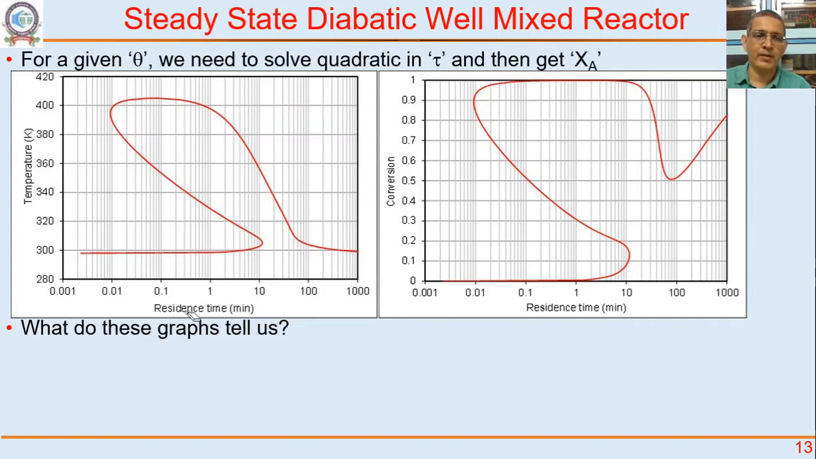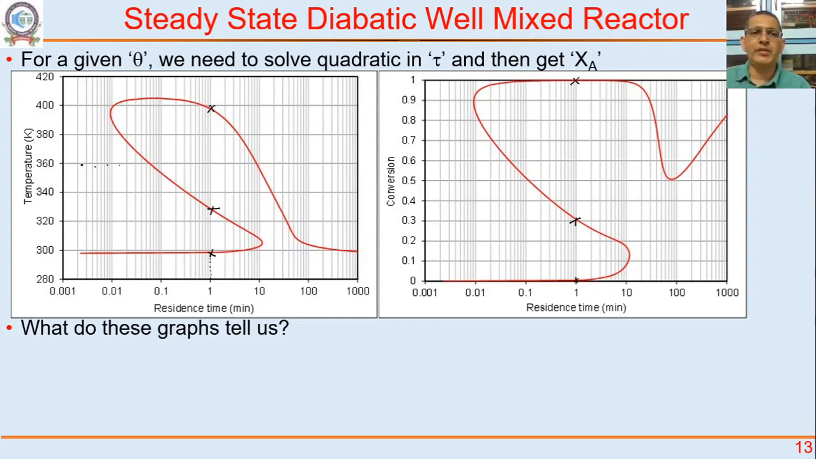Let's put another color, otherwise it's confusing. At say residence time of 1 minute, we could have temperature of say 299 Kelvin. We could have a temperature of 330 Kelvin. We could have a temperature of 400 Kelvin. Correspondingly, conversion could be 0, or it could be something like 30%, or it could be practically 100%, 99 point something.